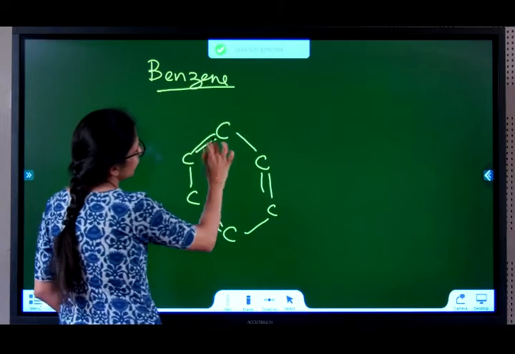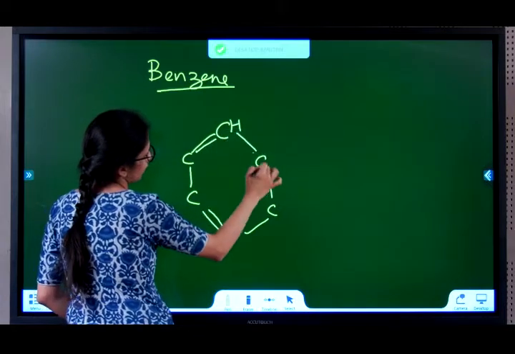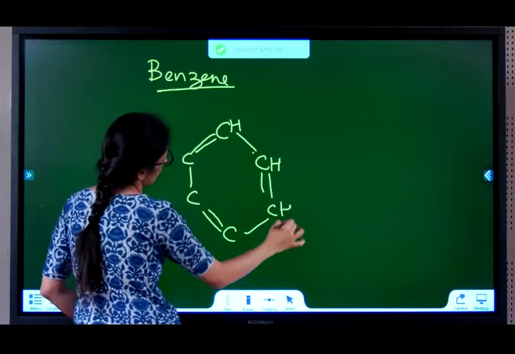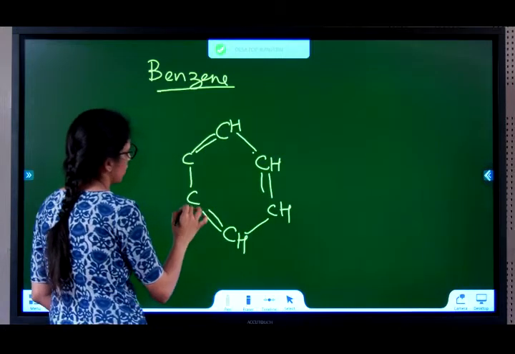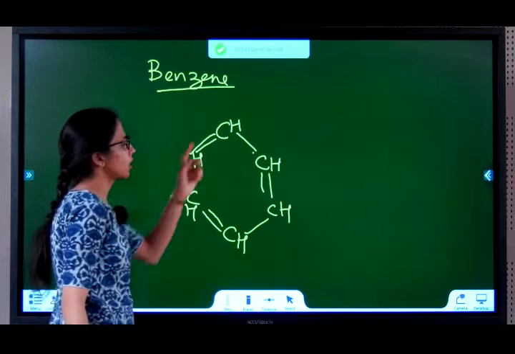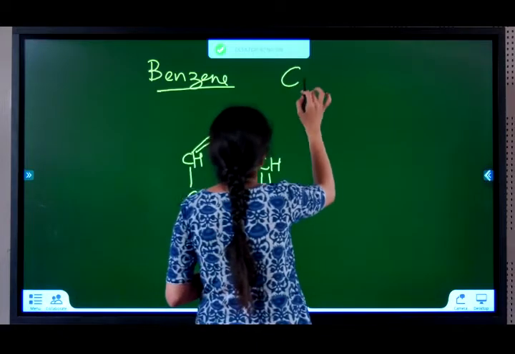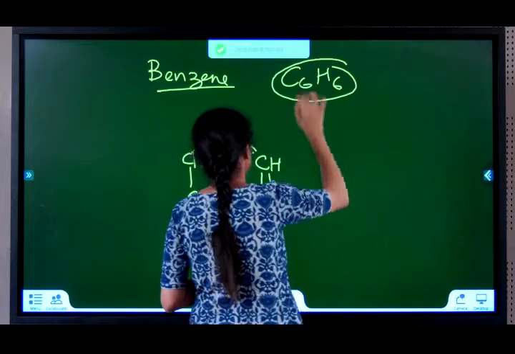How many H's does it need? Each carbon needs 1 H. Formula of benzene, C6H6, a very commonly used compound.